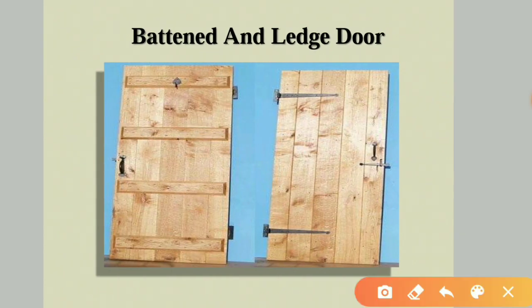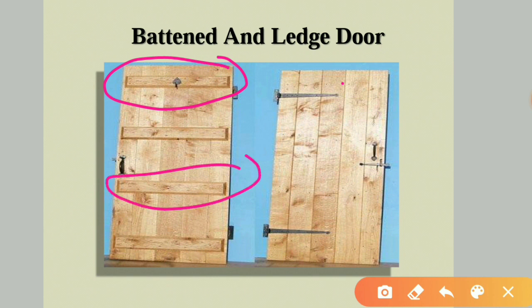See here, this is the batten door. In the batten door, supporting battens will be there at the back side. These are the battens, supporting battens, and individual pieces will be combined together to form a single door, or to form a door panel.